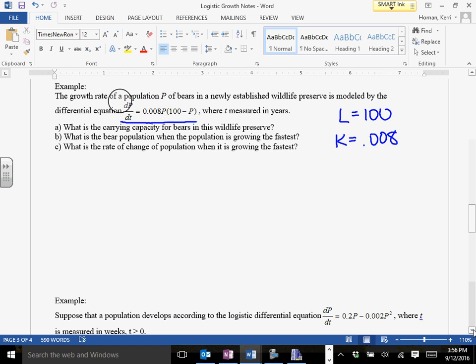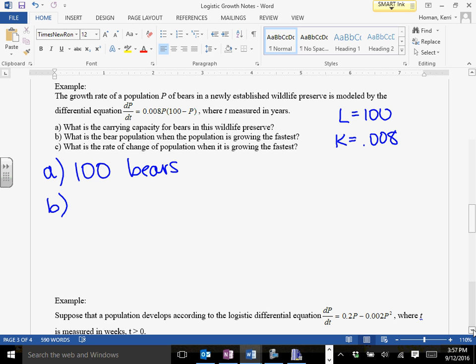All right? So, what is the carrying capacity for the bears in this wildlife preserve? Turn to your neighbor, tell them the answer. I hope you said 100 bears. L is our carrying capacity. That is what we are going to approach as time goes to infinity.